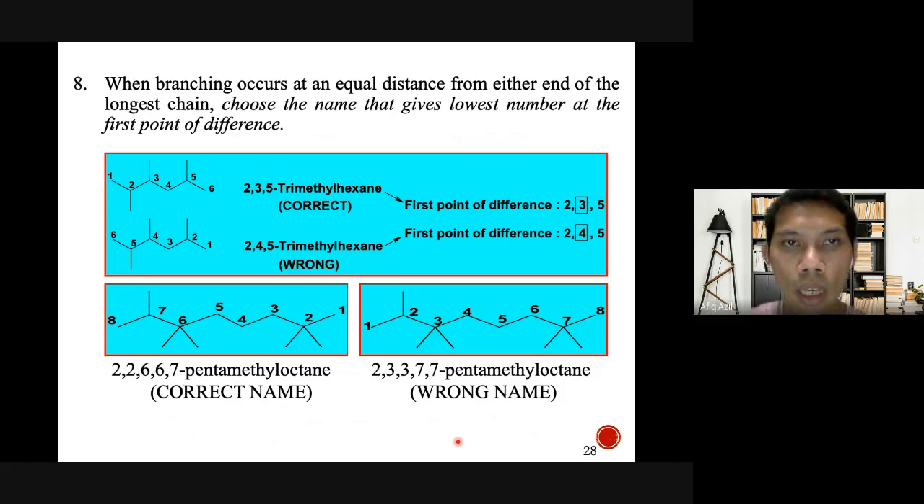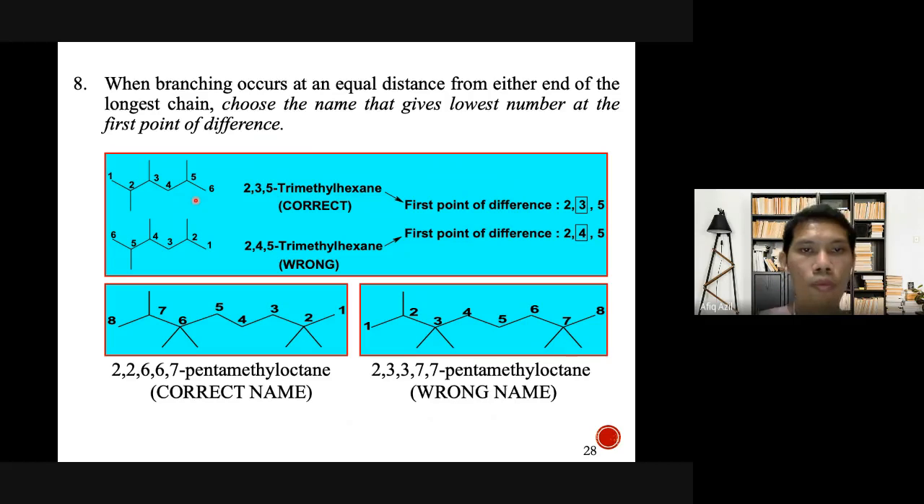And the eighth rule that you have to follow: when branching occurs at an equal distance from either end of the longest chain, choose the name that gives the lowest number at the first point of difference.